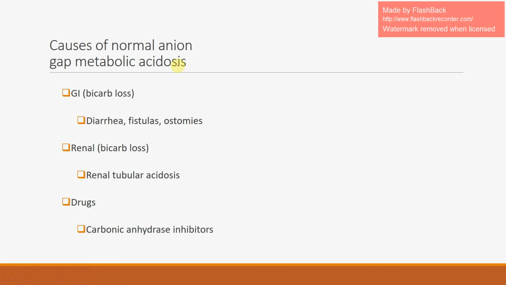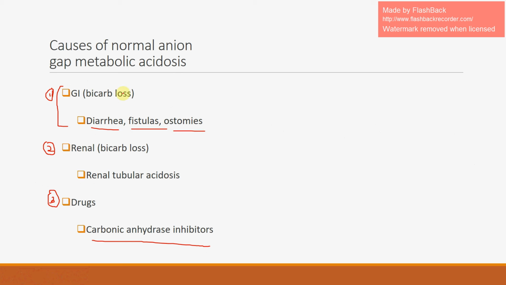So how does this really happen? What are the causes of a NAGMA, right? So the way I'm thinking about it, I try to break it down very simply, is thinking about GI losses as the first cause, renal losses as the second, and third, really a subset of renal losses, is drugs, specifically carbonic anhydrase inhibitors. So let's break things down first. Let's look at it from the GI point of view. The most common causes would include diarrhea, fistulas, and ostomies.